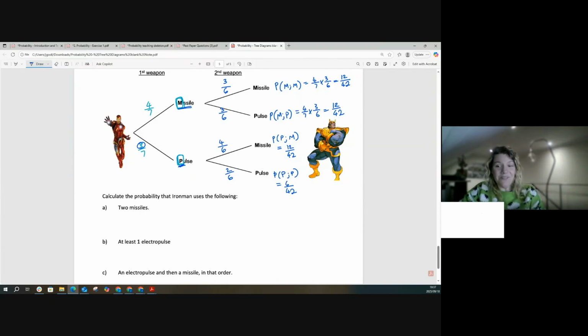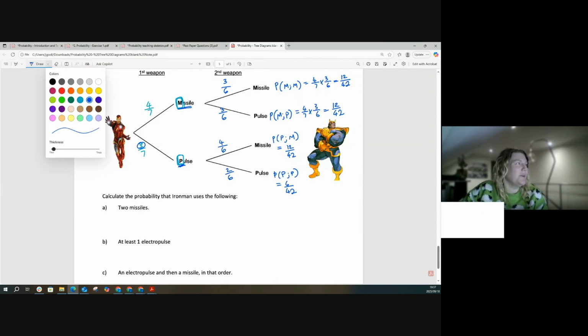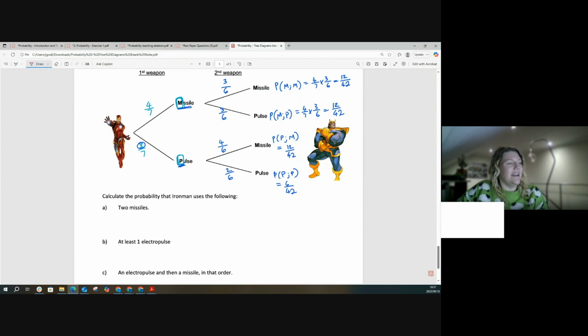So now if we had to look at these questions, what is the probability that Iron Man uses 2 missiles? So if we look over here, that's the only probability where he uses 2 missiles. So my probability will be 12 out of 42.